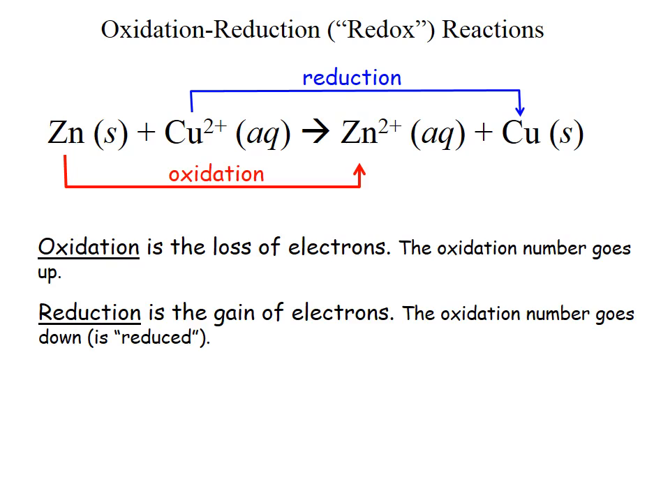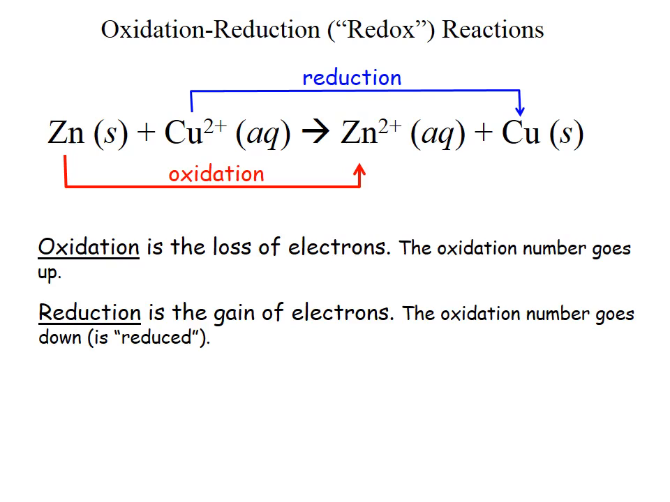There's also a popular one called OIL RIG. OIL stands for oxidation is loss. And RIG, R-I-G, reduction is gain. So however you want to remember it, you do need to remember that oxidation is the loss of electrons and reduction is the gain of electrons.